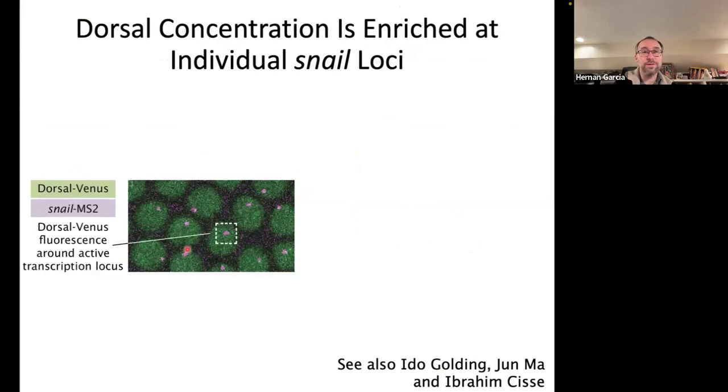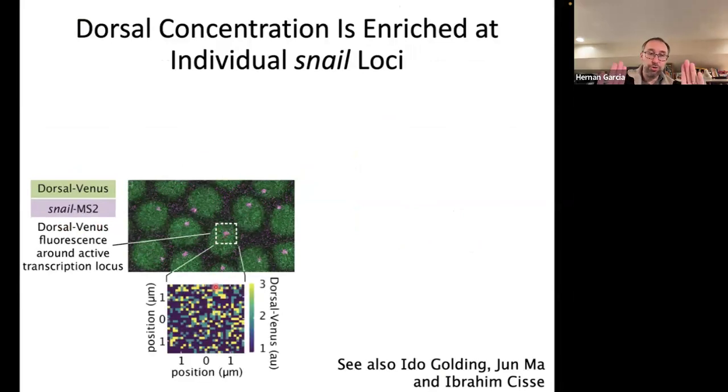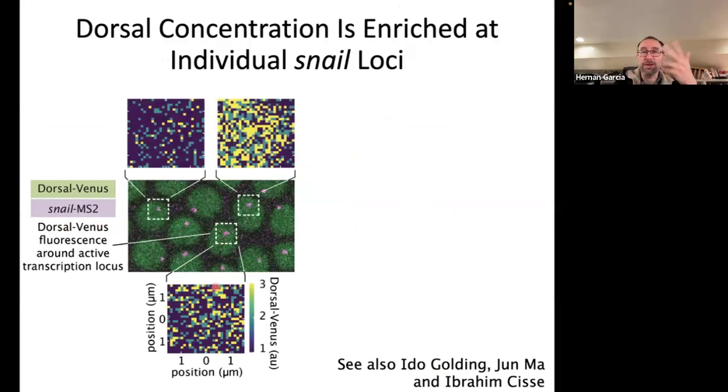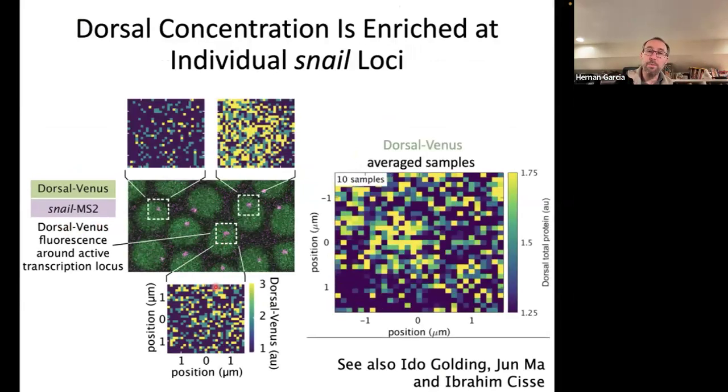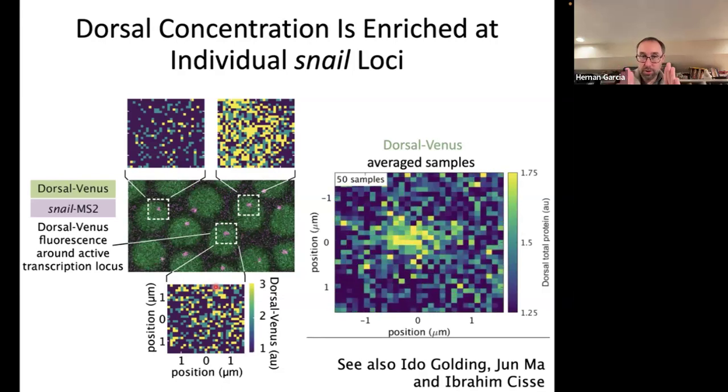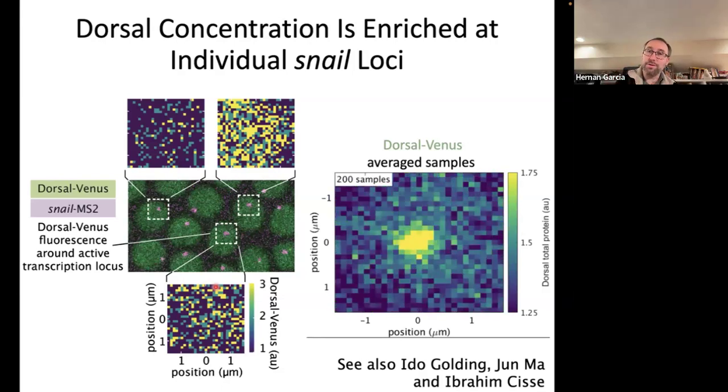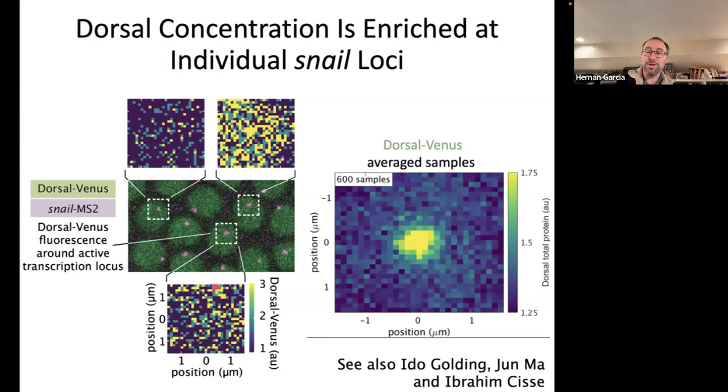Okay, so for example, this is dorsal in green in the vicinity of Snail, which is a gene in magenta. And if you look at dorsal concentration in that vicinity, you see nothing. Like you see no signal. You can look at different snapshots, you see nothing. But when you start averaging over multiple snapshots, you start seeing that there's an enrichment of dorsal in the vicinity of the gene. And that seems to, according to Ido, seems to be related to binding dynamics.